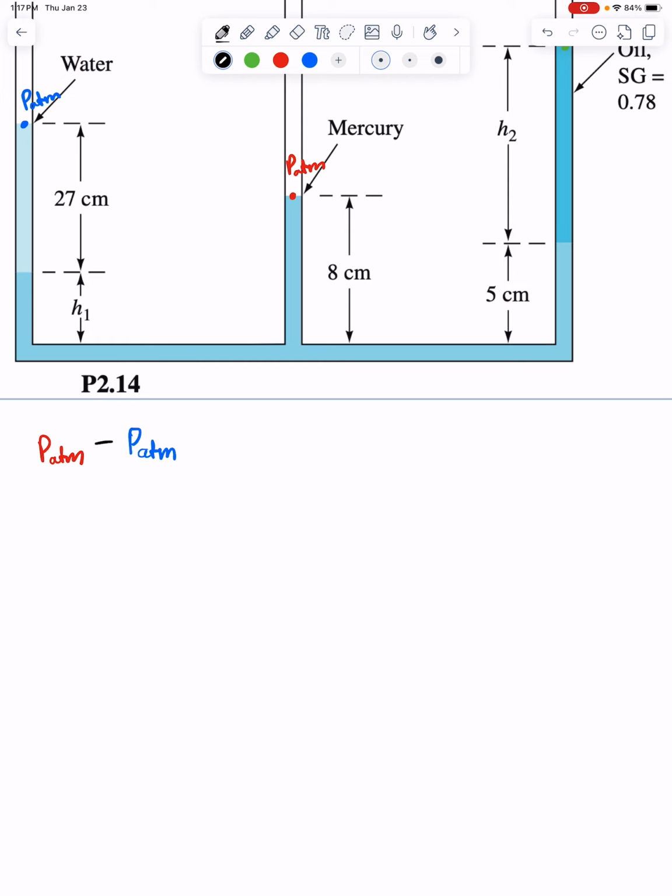So, once again, what do I do? I travel through mercury first, and I travel down 8 centimeters. I then move across on the left-hand side, constant pressure. Then I move up by H1. Then finally, I enter the medium water, and I travel up the water by 27 centimeters. And because atmospheric pressure is the same on both sides, it'll cancel out to be 0. I'm going to solve for H1, so I'm going to move everything over.